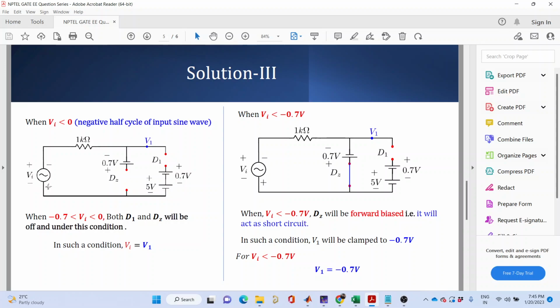I am saying that if you are considering the negative half cycle and the polarity of the voltage VI is as shown in the figure, then the moment VI goes below minus 0.7 volt, or if you consider the polarity of VI in the opposite direction, the moment VI becomes greater than 0.7 volt, then the diode DZ would be acting as a forward bias diode, maintaining a voltage of 0.7 volt across it. Yes, sir. Got it.